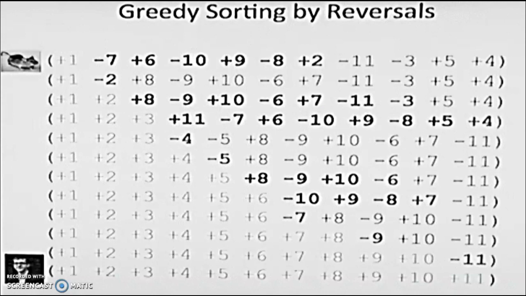Now let us try to understand this with greedy sorting by reversals. As we can see here, we have a stretch of numbers and let us assume that each number represents a gene. In the first series, the positive 2 here is not at the correct position. So we shift it to its correct position. And now we can see the positive 2 has a negative sign. We change it to positive 2.